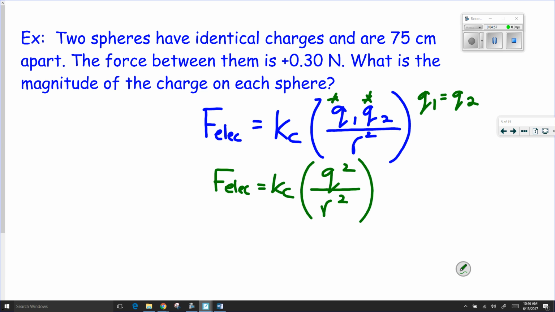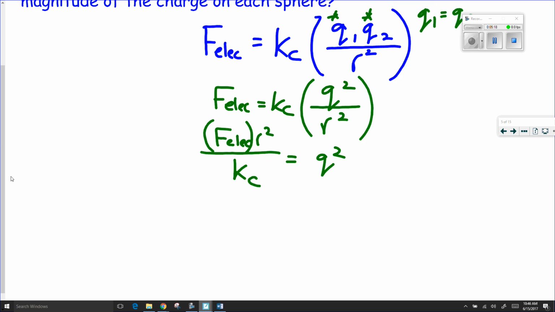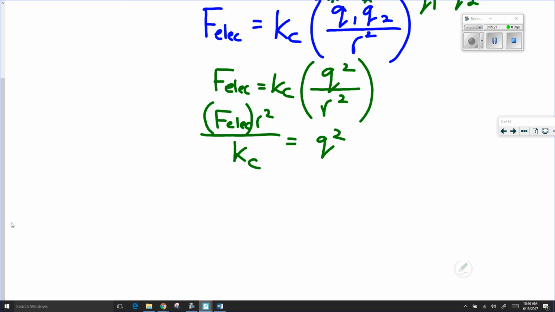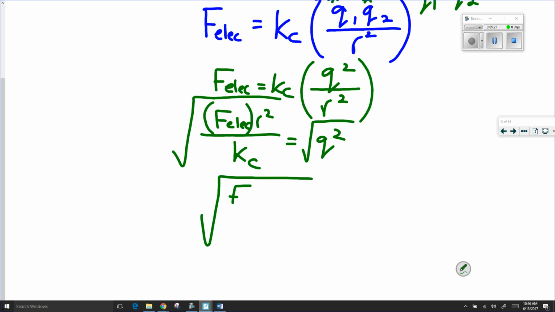I'm now going to rearrange this equation to isolate Q. So I can say electric force times r squared, all divided by Coulomb's constant, equals Q squared. Then I can square root both sides. So I'll be left with the square root of electric force times radius squared, all divided by K sub C, equals Q. I'm now ready to plug in my values.